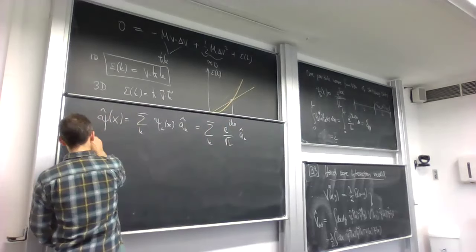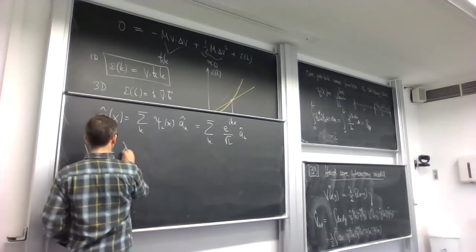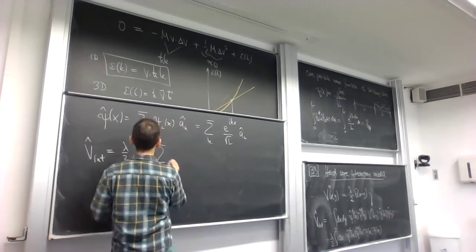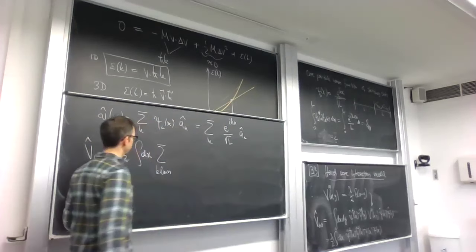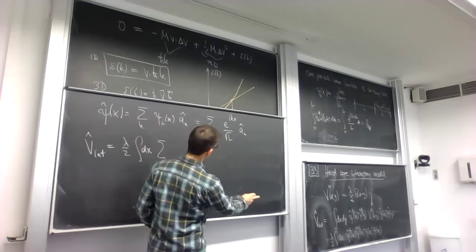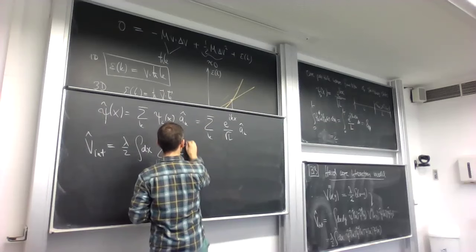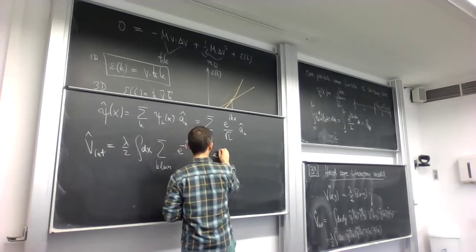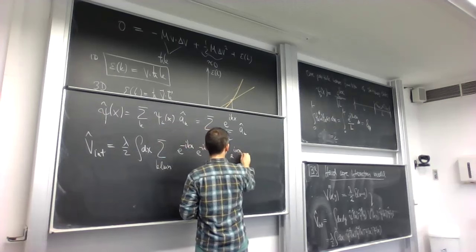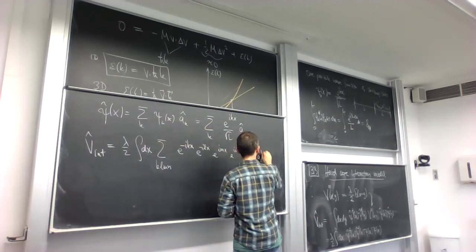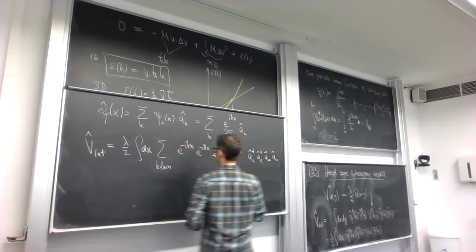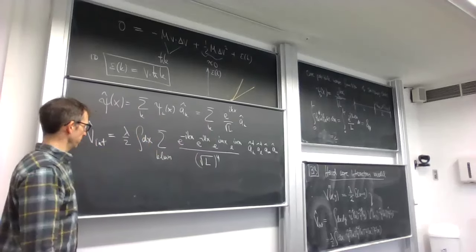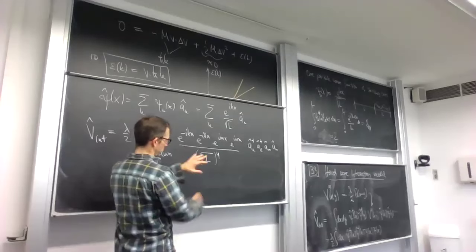And the interaction Hamiltonian there is lambda half integral dx. Now we get four of these things, k, l, m, and n. The first one is daggered, so we have e to the minus i k x. The next one is minus i l x. Then we have an i m x, and an i n x. Then we have a k dagger, a l dagger, a m, a n, and then the square root of L to the power 4. Just inserting that stuff, integrating over our domain.